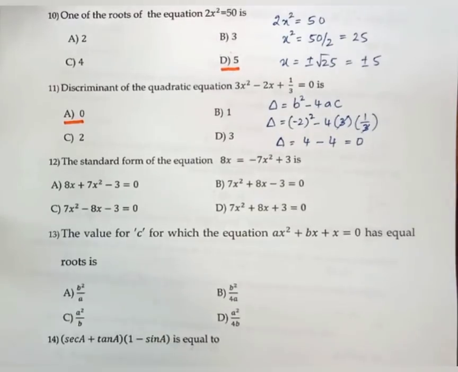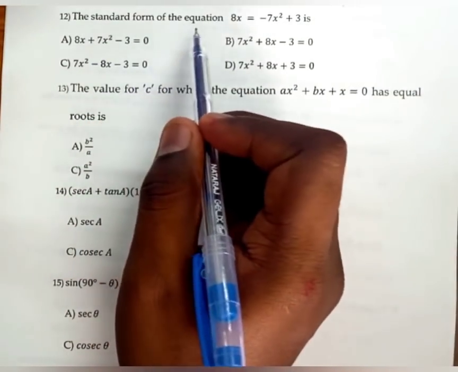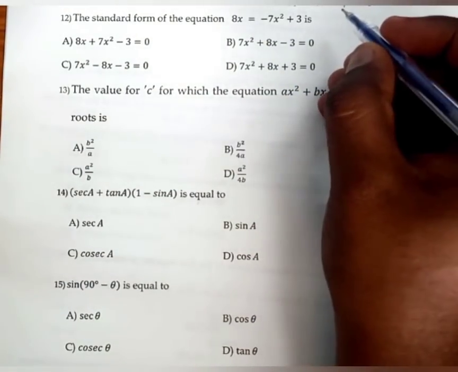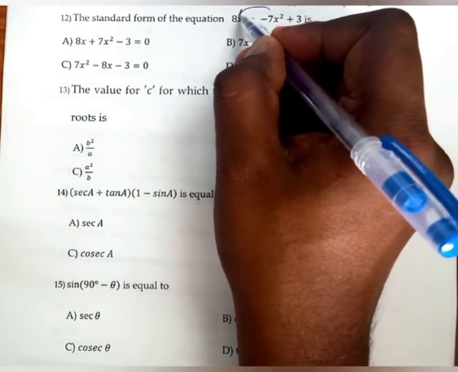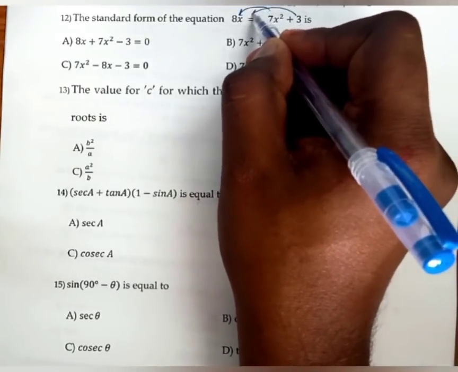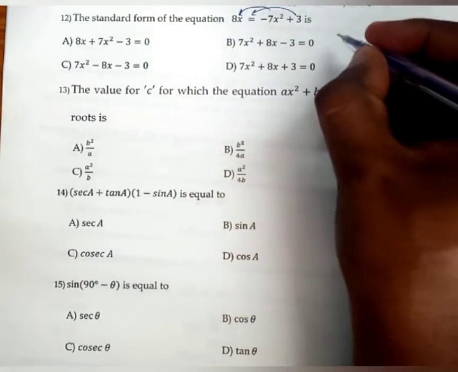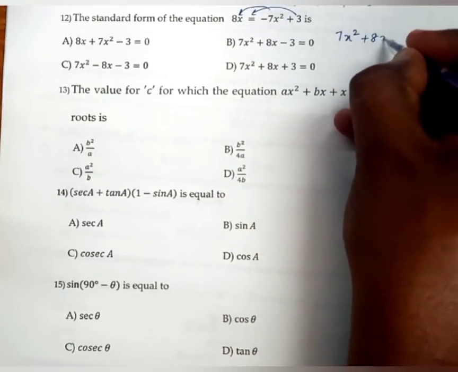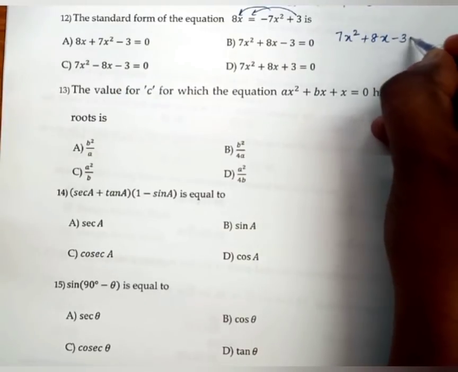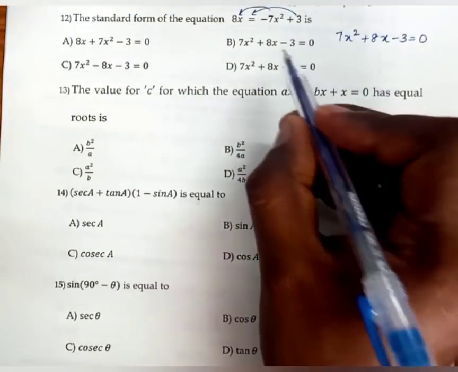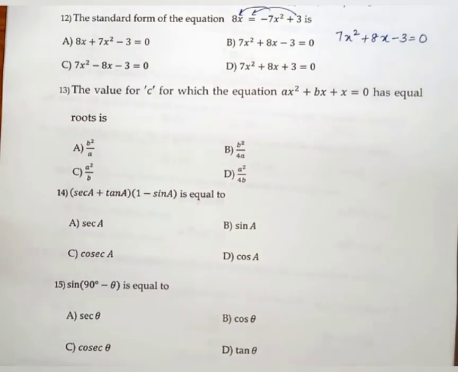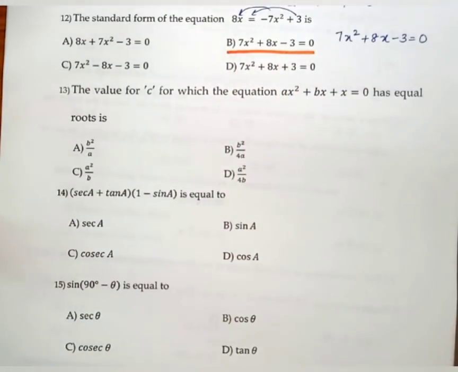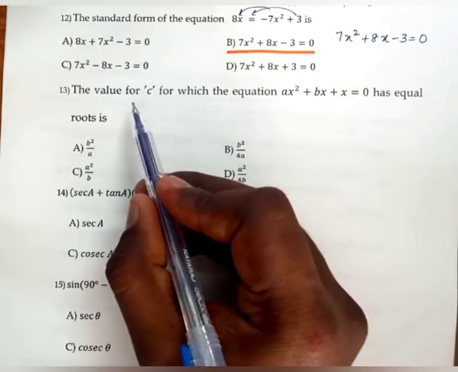Next question. The standard form of the equation 8x equals minus 7x square plus 3 is, now shift all the RHS terms to LHS so that we can write it in the standard form. That is, minus 7x square becomes plus 7x square, plus 8x as it is, plus 3 shifting to LHS becomes minus 3. Therefore, the standard form of the quadratic equation is 7x square plus 8x minus 3 equals 0.